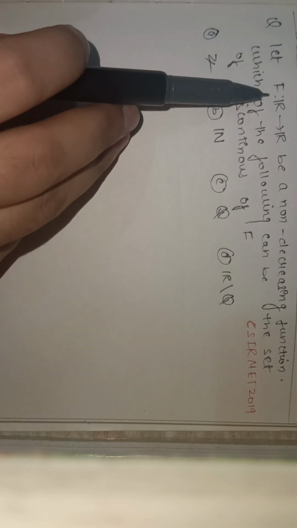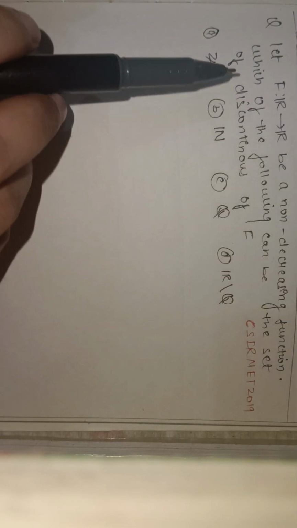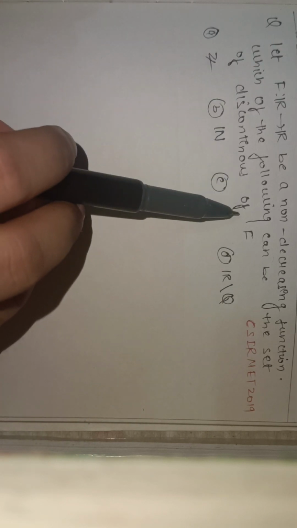In this video lecture, I am going to discuss the next PYQ of real analysis asked in CSIR 2019. So our question is: let f from R to R be a non-decreasing function. Which of the following can be the set of discontinuities of f?